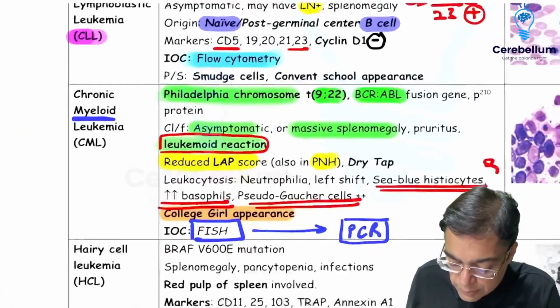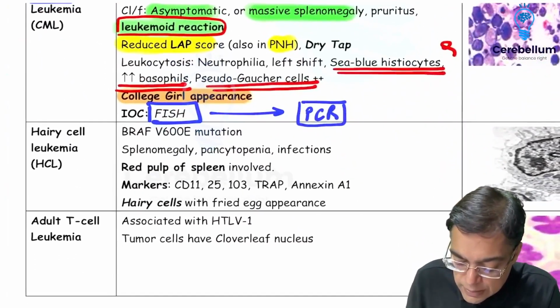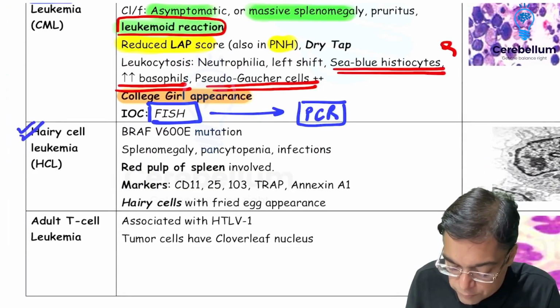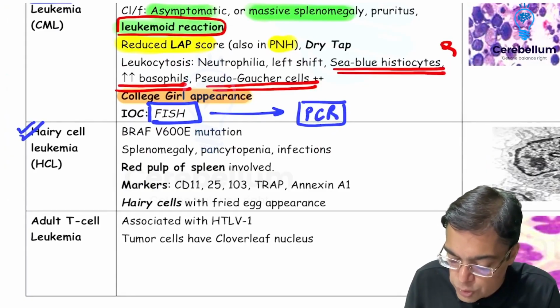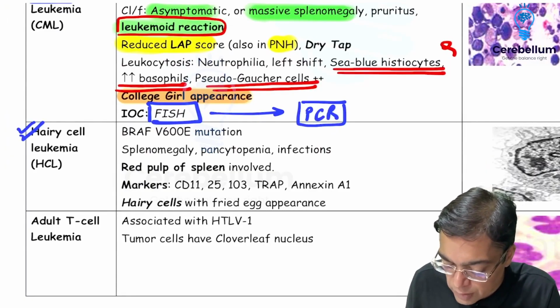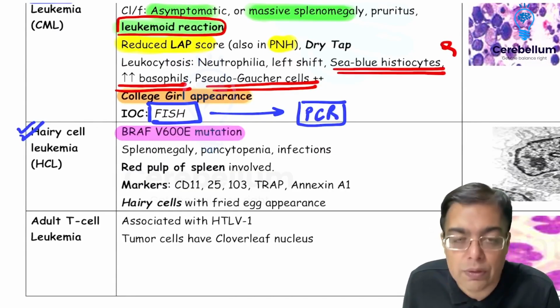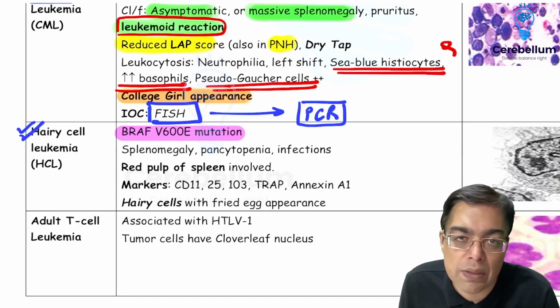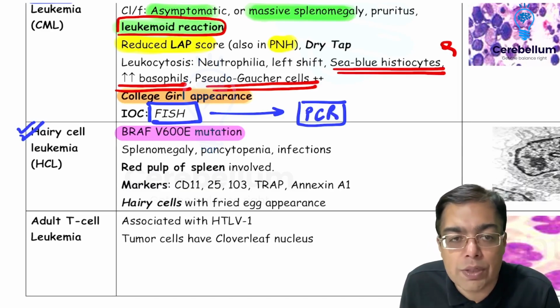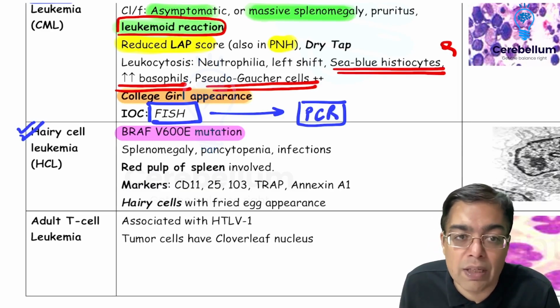The other important thing that we need to remember is with respect to cancers like hairy cell leukemia, another hot favorite of the examiner these days. It is associated with the presence of a BRAF mutation. As you might be able to recall from our discussion in the leukemia, BRAF mutation is seen in 100% of patients having hairy cell leukemia.